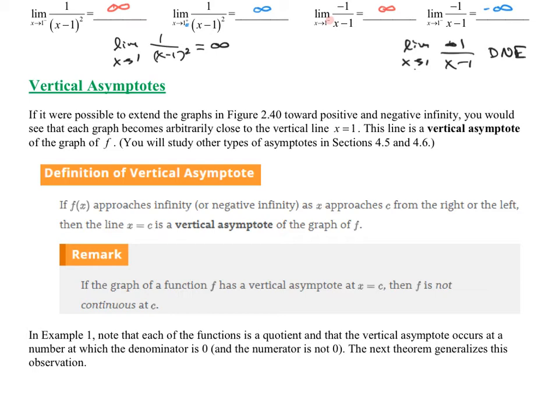I want you to be very careful in the definition here. It says if f of x approaches infinity or negative infinity, as x approaches c from the right or left, then x equals c is a vertical asymptote. And what do I want to emphasize? Here's what I want to emphasize. It is x equals c.